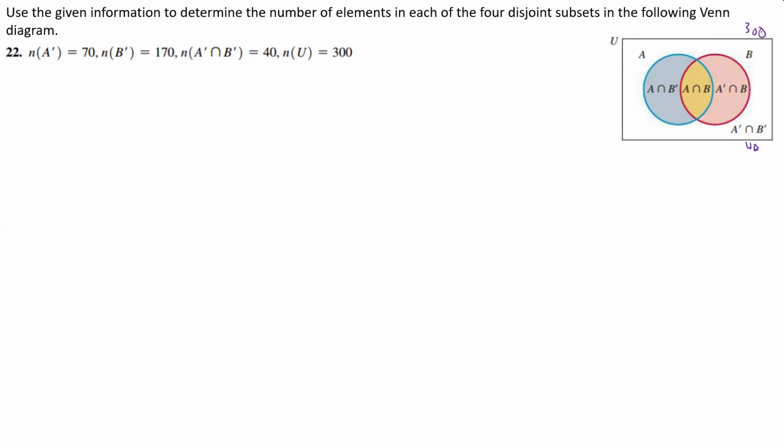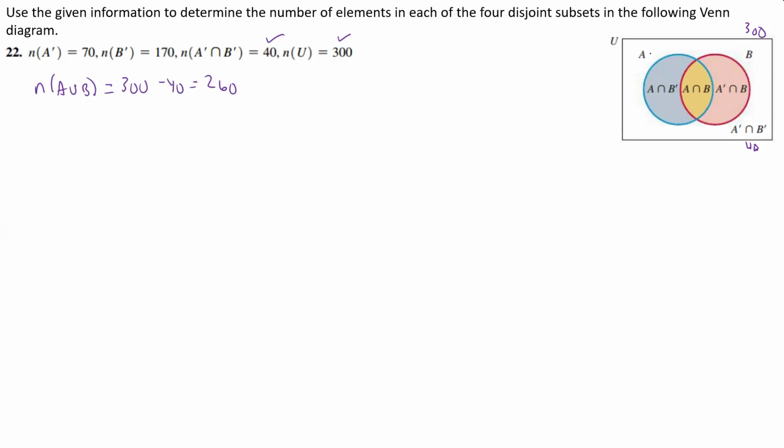So if that's 300 and this is 40, we know that the whole union of everything inside there is going to be what? Well, that's going to be 260. So let's say the number in A union B is going to be 300 minus 40, which is 260. And that's just because we know what's in the white here is 40 from this piece right here, and we know the whole thing is 300. So we can subtract those and get what's in between the red and the blue circles.